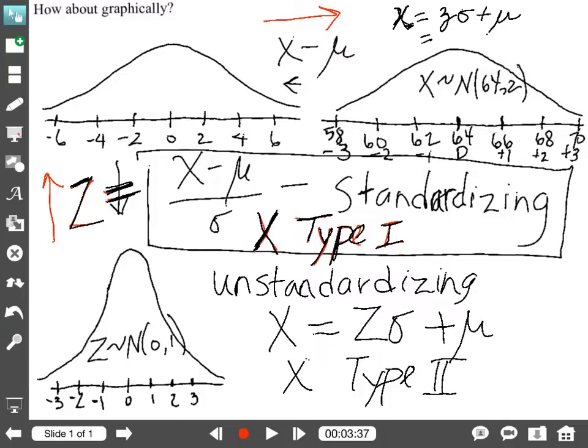So it would be z was 2, I said. The standard deviation happens to be 2, plus the mean of 64 gives us 68, which is what we expected as 2 standard deviations from the mean.